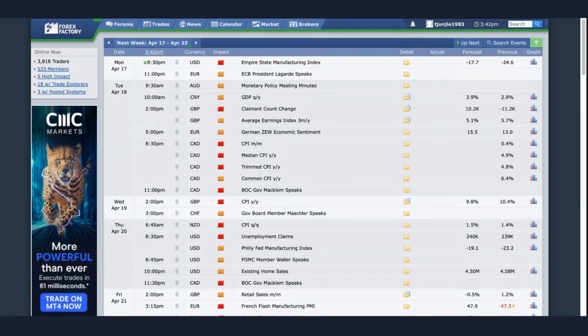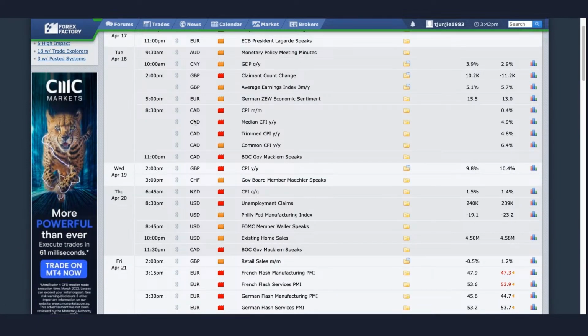To start it off, I wanted to share the Forex Factory calendar. For the next week to come, we have quite a couple of key forex news releases, for example the Empire State Manufacturing Index, which is of quite high impact, on Monday, and then on Tuesday we have CPI for the Canadian dollar.